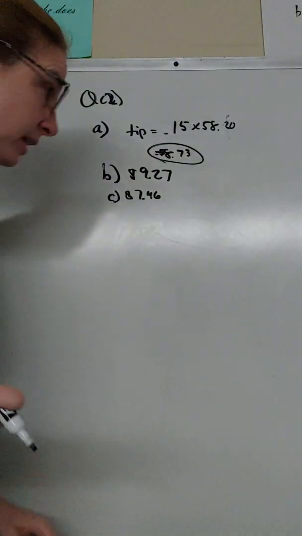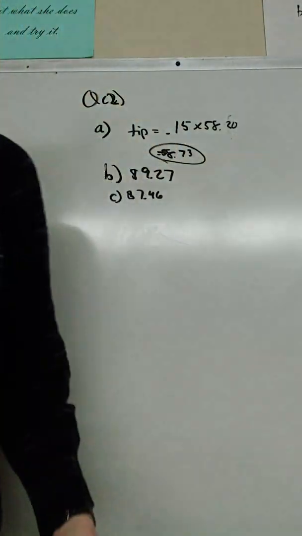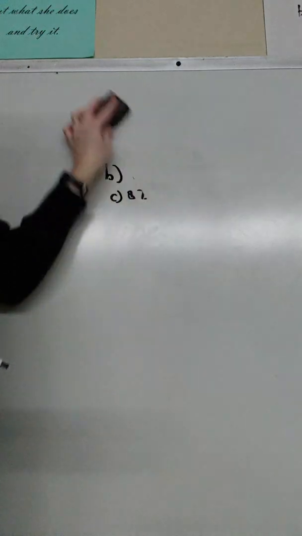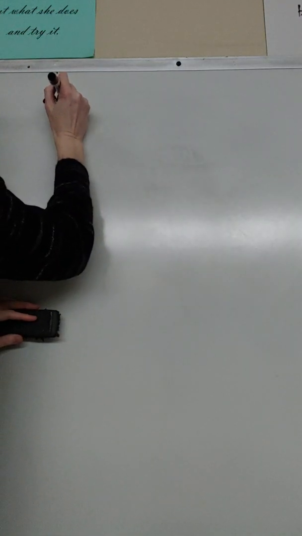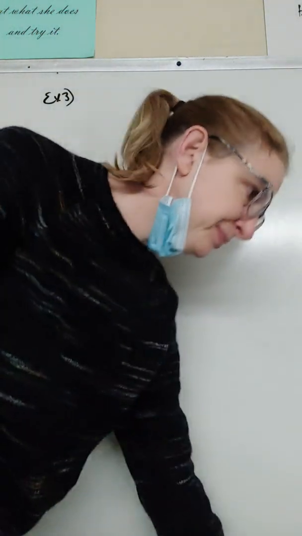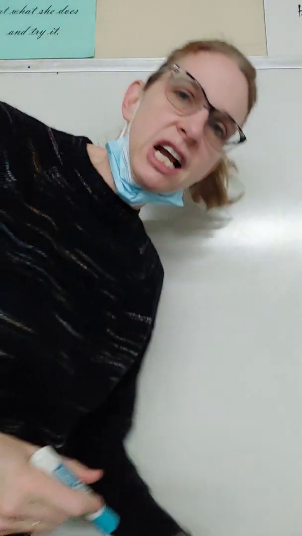Okay. All right. Example 3, find the commission. Okay, so, before we do example 3, sorry, you're going to need a color. So get a new color. And we're going to talk about commission.